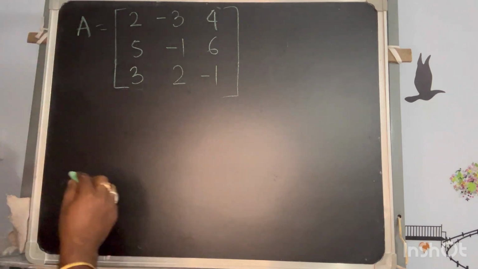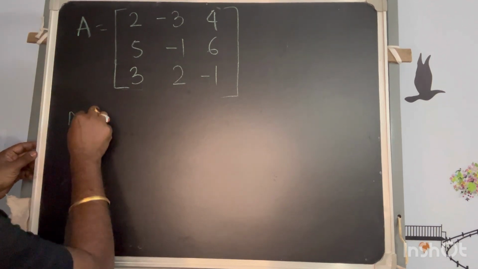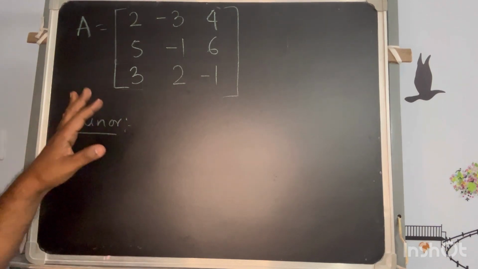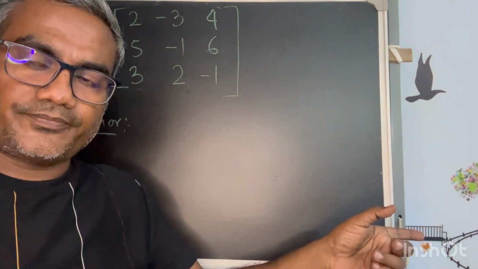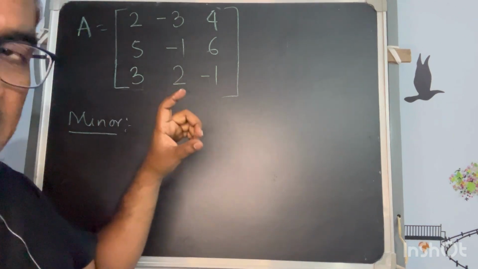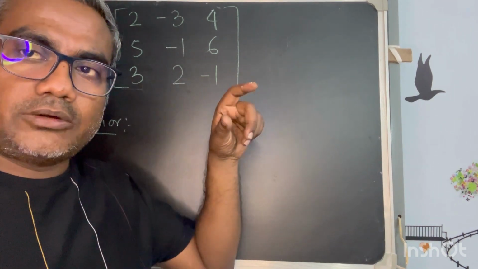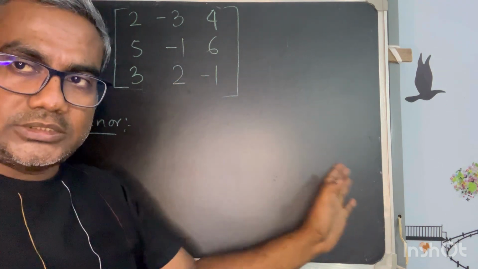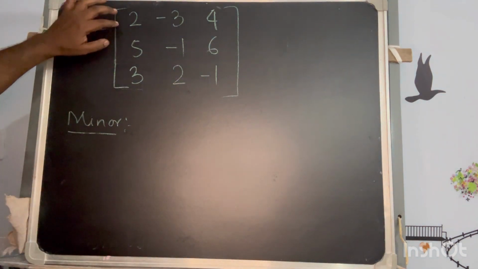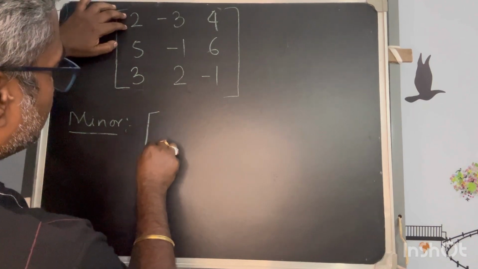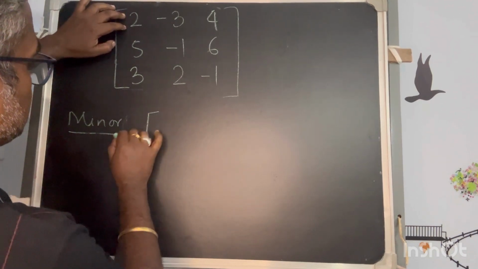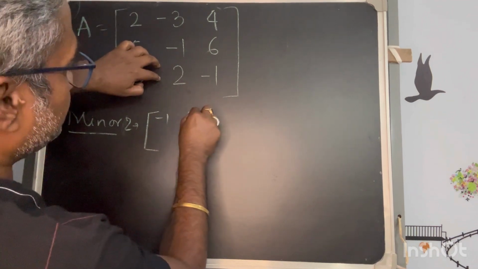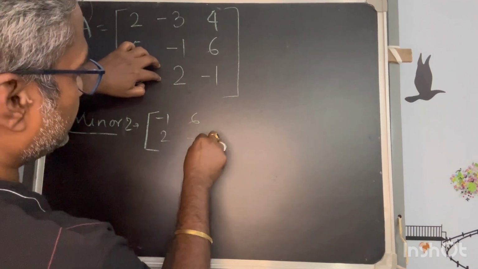First we will calculate the minors. In this case I will give a descriptive kind of explanation, but later I will show another example where I will try to do it at once without writing these steps. The minor of 2 is the determinant of -1, 6, 2, -1.